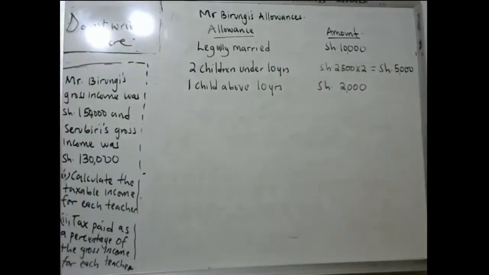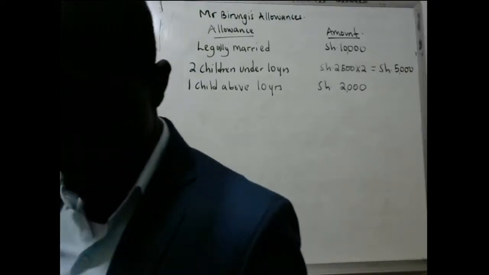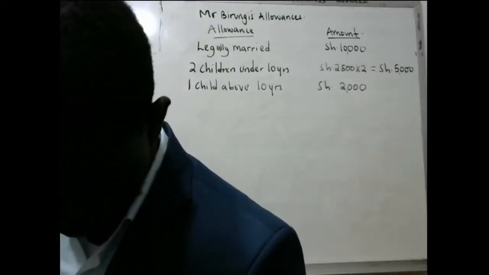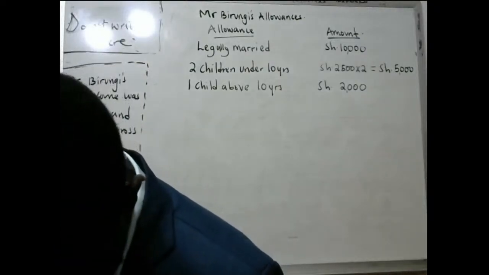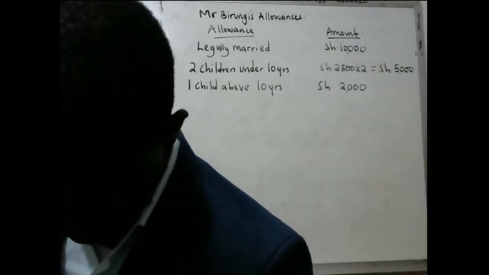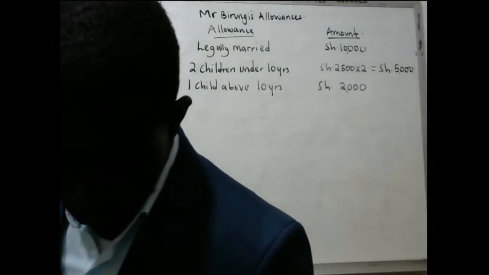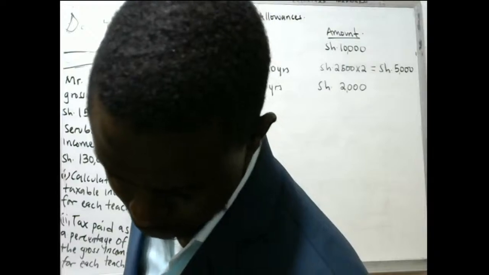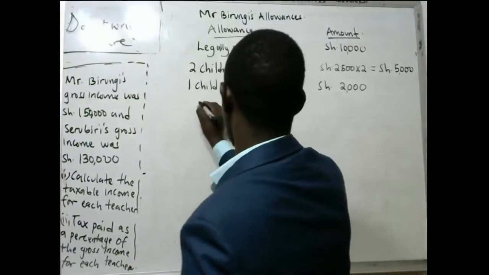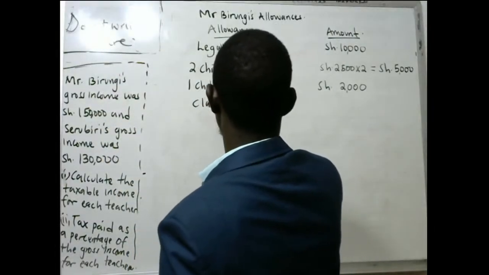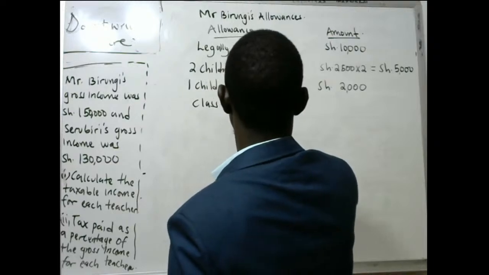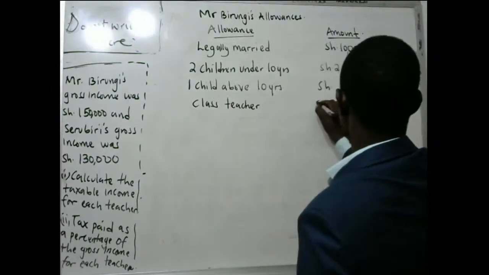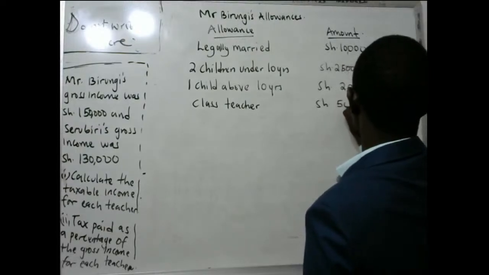We continue. Is legally married with 2 children under the age of 10 years and 1 child above 10 years. He is also a class teacher. Class teachers, do they get an allowance? Yes, they get 5,000. Class teacher. He gets shillings 5,000.